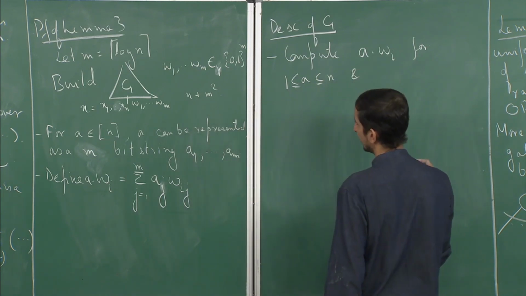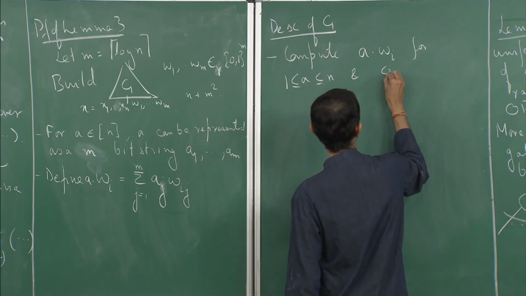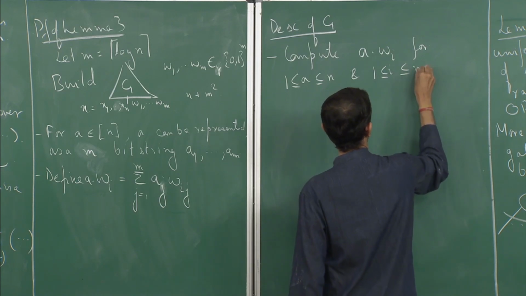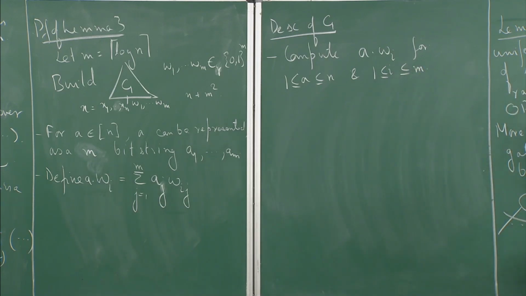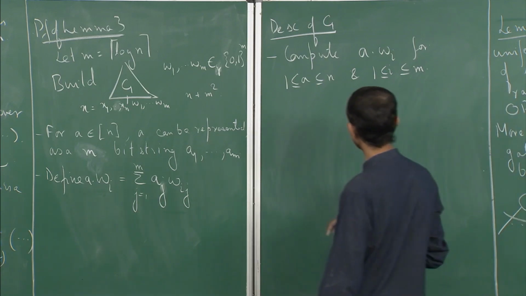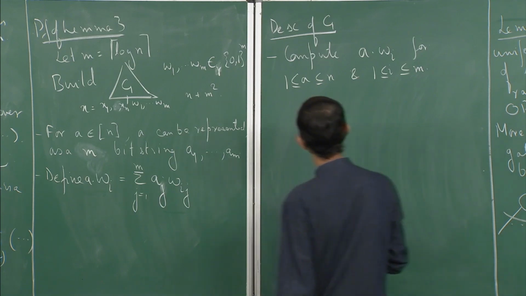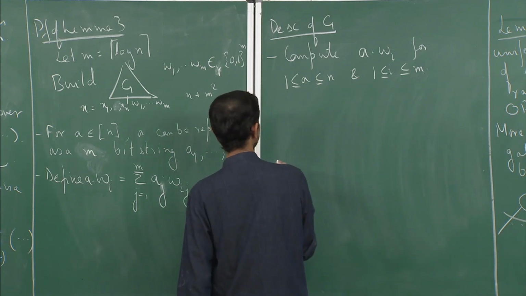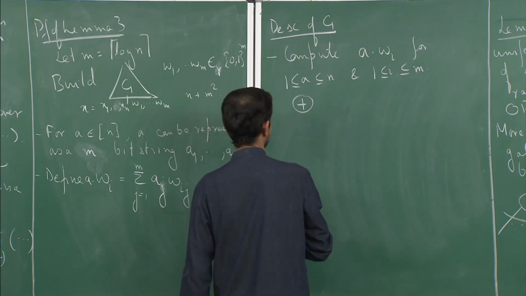how many W_i's do we have? i going from 1 up to M. Okay, so we have N times M many products. And how do we do this? Basically this is just a sigma pi circuit. So we will have a parity gate at the top.